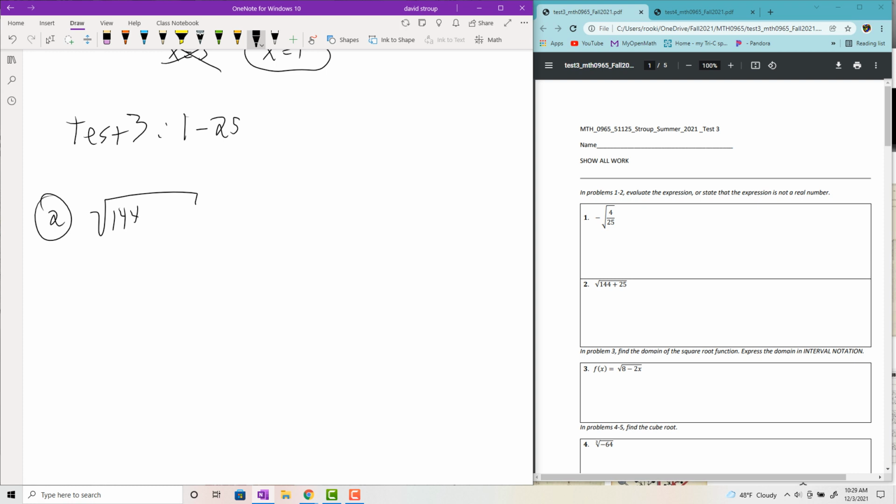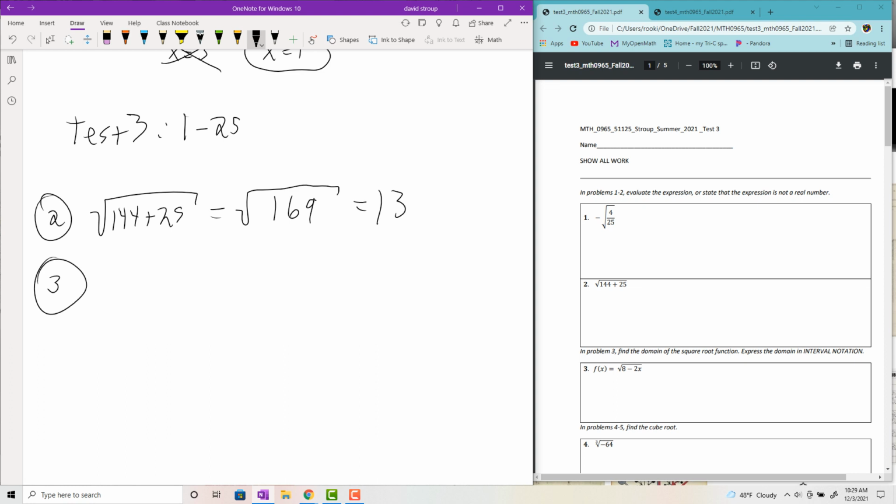Easy to mess up though, right? If you're having a bad day. The point of this is that the square root of a sum is not the sum of the square roots. You have to simplify the guts of the square root first. So this is 169. Square root of 169 is 13.